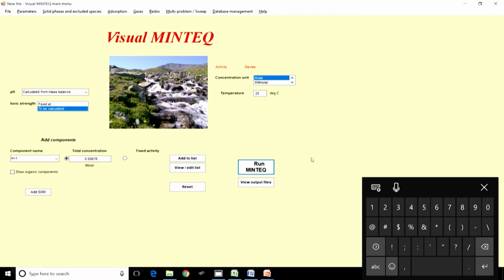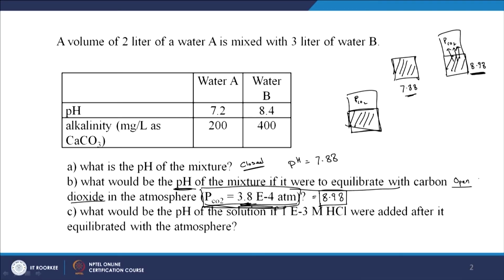and we will try to solve for the last question here. This is a slightly complex case, obviously. What do we have here? What would be the pH of the solution if 10 power minus 3 molar HCl were added after it equilibrated with the atmosphere? So the key is that we are now adding 10 power minus 3 molar HCl. So let us see how to analyze the system.